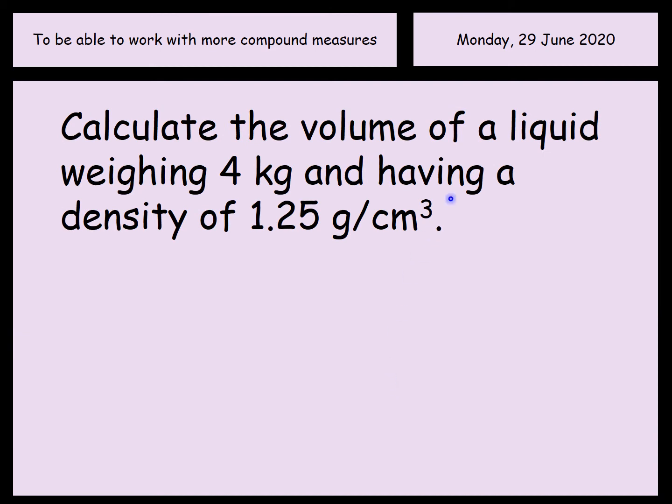Next one. Volume is what we're working out of a liquid weighing 4 kilograms and having a density of 1.25 grams per centimeter cubed. Notice that this is in grams, this is in kilograms.